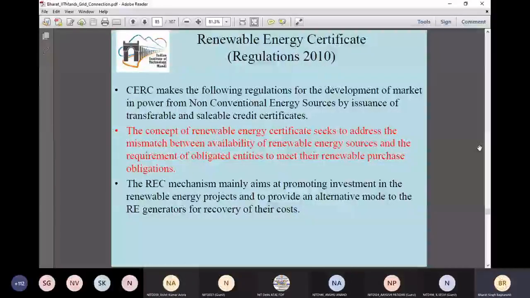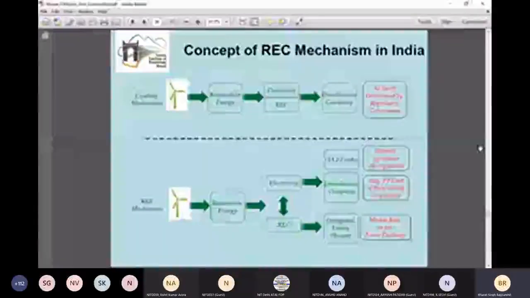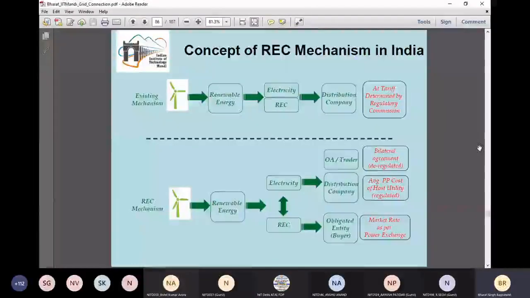So to understand this REC mechanism, let's see this figure. The upper figure is for the existing mechanism. Now see the existing mechanism: it says that renewable energy which is being produced by a particular source can be treated as energy from renewable and can be given to a distribution company, and the tariff is determined by the regulatory commission, known as preferential tariff. So this is the existing mechanism.